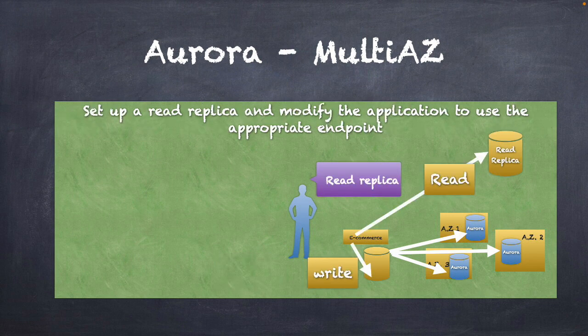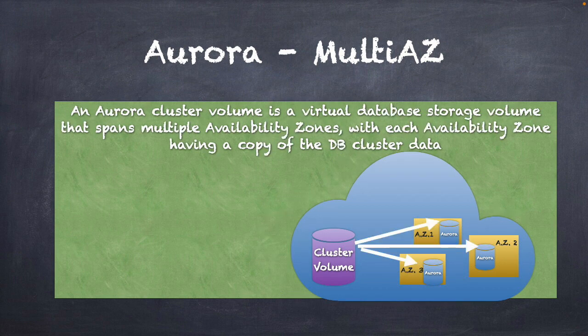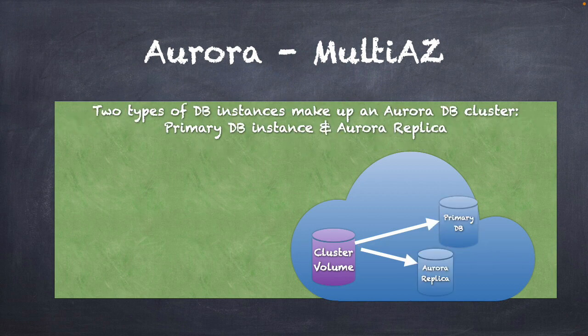Well, we set up a read replica and modify the application to use the appropriate endpoint. An Amazon Aurora database cluster consists of one or more database instances and a cluster volume that manages the data for those database instances. An Aurora cluster volume is a virtual database storage volume that spans multiple availability zones, with each availability zone having a copy of the database cluster data.